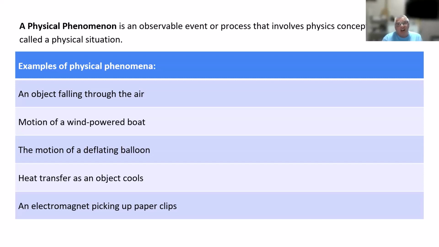So here are our examples of physical phenomena, and there definitely are only examples. So an object falling through the air is a physical phenomenon. Motion of a wind-powered boat is a physical phenomenon. The motion of a deflating balloon is, and you'll recognize all of these from the exemplars. Heat transfer as an object cools is a physical phenomenon, and an electromagnet picking up paper clips is a phenomenon.